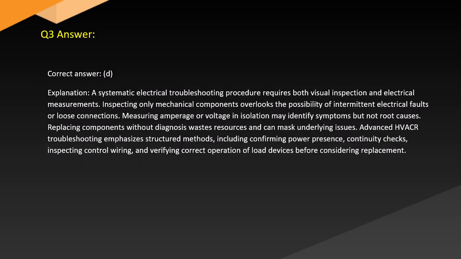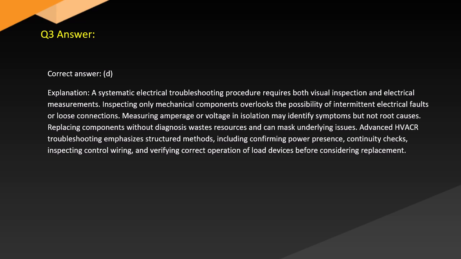Answer. Correct answer: D. Explanation. A systematic electrical troubleshooting procedure requires both visual inspection and electrical measurements. Inspecting only mechanical components overlooks the possibility of intermittent electrical faults or loose connections. Measuring amperage or voltage in isolation may identify symptoms but not root causes. Replacing components without diagnosis wastes resources and can mask underlying issues.